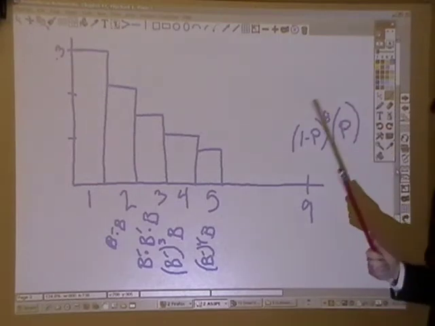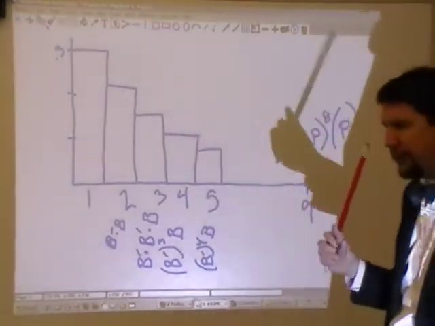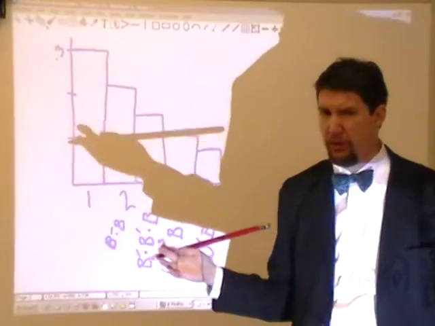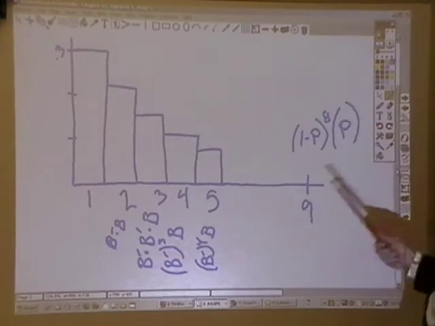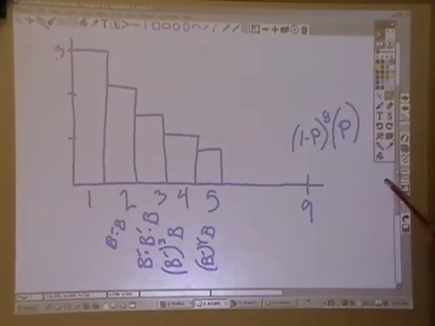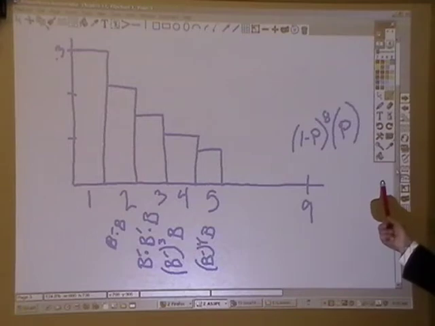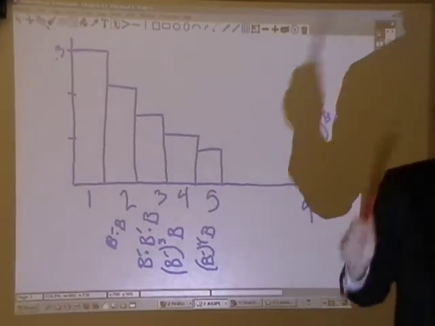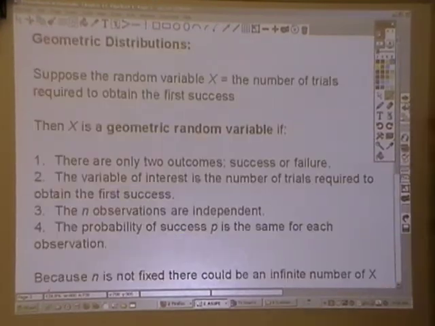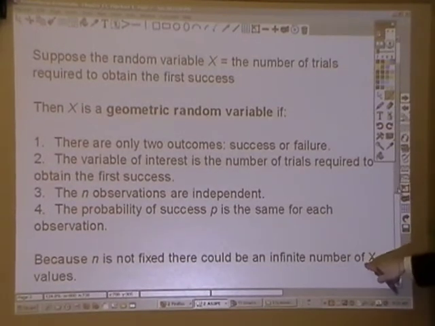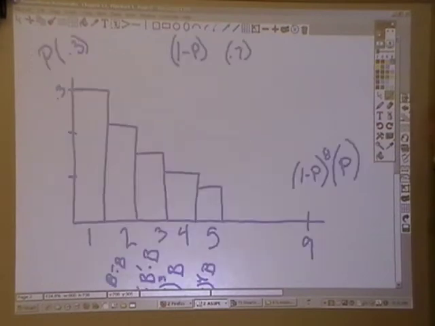Granted, that's not likely to happen, and if we do that on a calculator, the calculator's just going to say it's 0. But realistically, it could happen. Not likely, but it could. And if I went to enough decimal places, I would find the value. So this actually goes on infinitely. I could find the probability of my first success happening on my 1,047th try. Not likely to happen, but theoretically it could. And that's what that statement said: because n is not fixed, we have an infinite number of values of x. Okay, so let's take this one more step here.